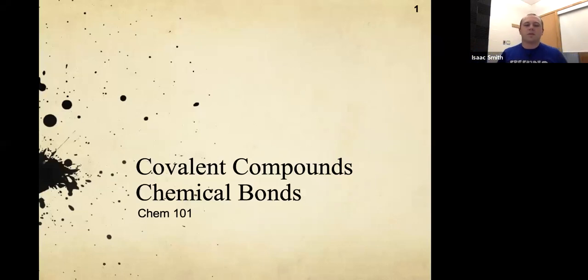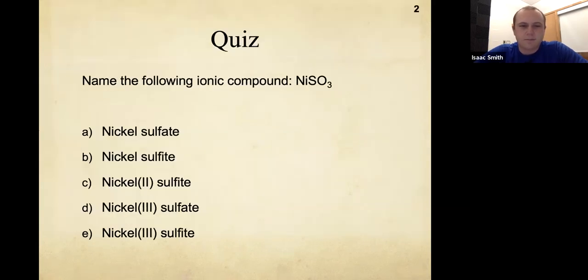Okay, so in this one we're going to be talking about covalent compounds. We talked about ionic compounds in the previous lecture and how ionic compounds are a movement of electrons from a metal to a non-metal, and that movement creates a positive and a negative charge, and when those two come together that creates an ionic bond. And here we're going to be talking about covalent bonds, which is a sharing of electrons. Just as a quick review, go ahead and pause the lecture and try out this quiz.